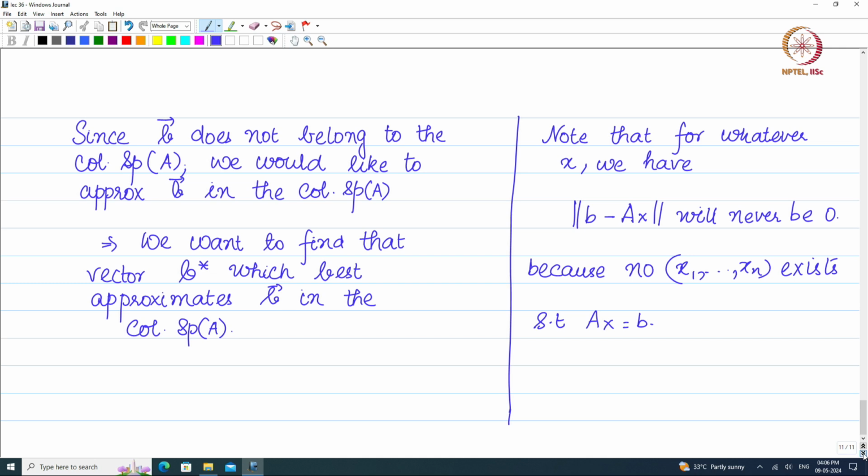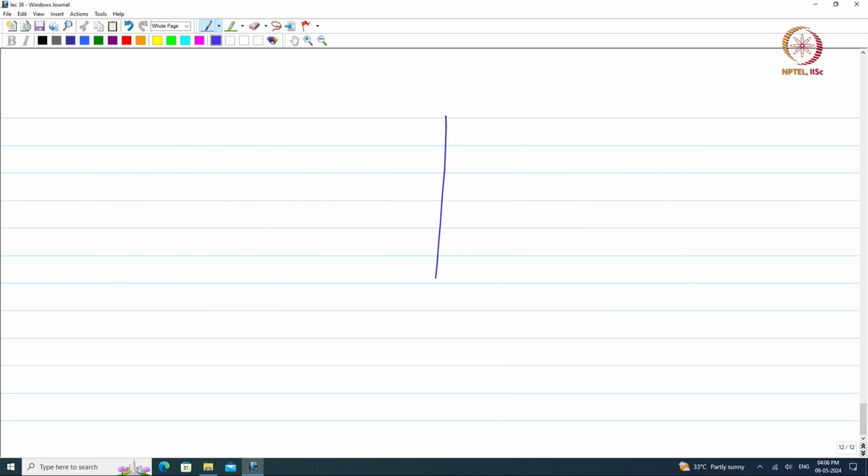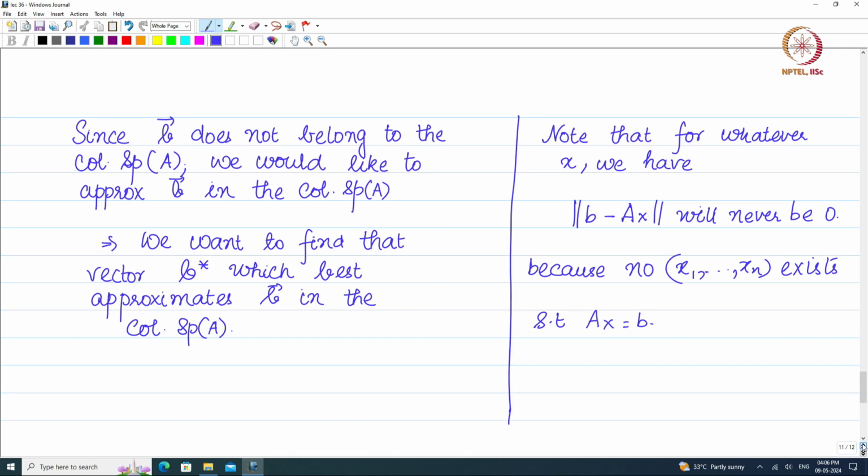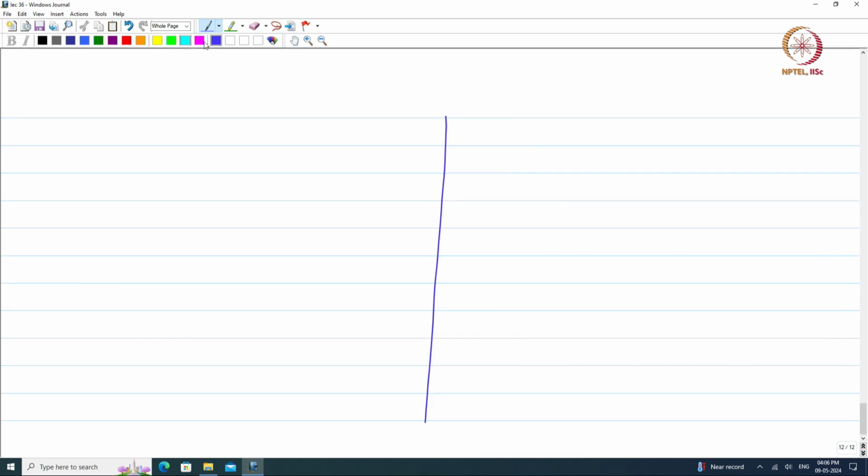So what do we want? We want to look at this. So we want to make, let us write this, we want to make B minus Ax as small as possible. As small as possible. What do we mean by that?